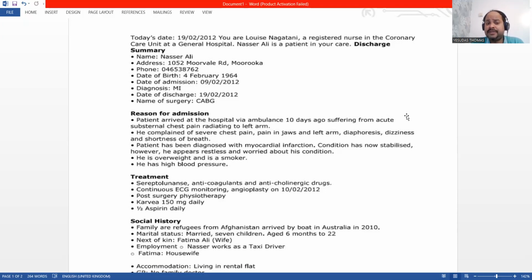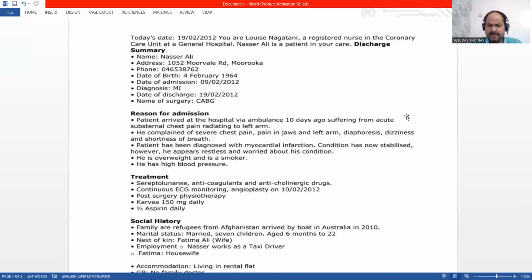Now we have the patient name, address, date of birth, date of admission, diagnosis, date of discharge, and the name of the surgery, CABG. So we have to select the relevant things here. We need the name, we need the date of birth. Sometimes we need the date of admission, the date of discharge, the diagnosis, and the name of the surgery. So we selected something, and now the reason for admission here.